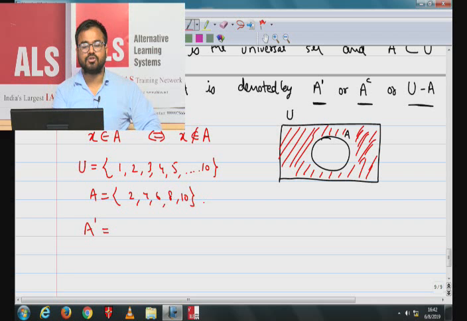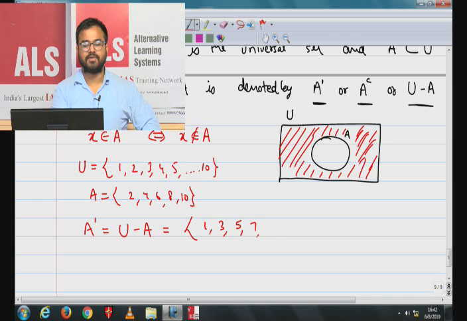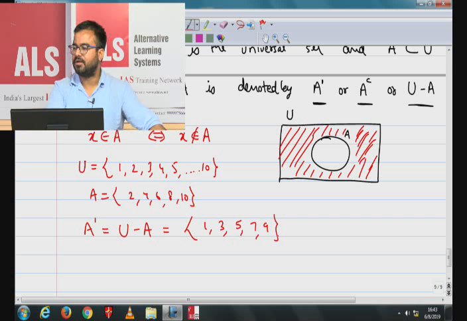So from this universal set we have to subtract those elements which were a part of A. So A dash basically means U minus A. So U minus A means from the set U, subtract those elements which were part of A. So 2, 4, 6, 8, 10 we will remove. So 1, 3, 5, 7, 9 we will be left with. That is known as the complement of set. Are you getting it till now?